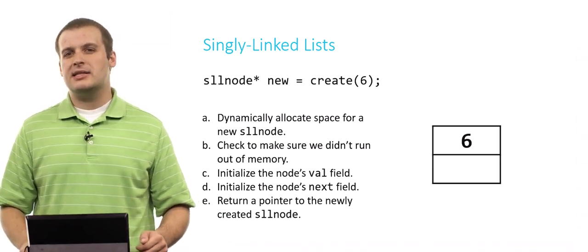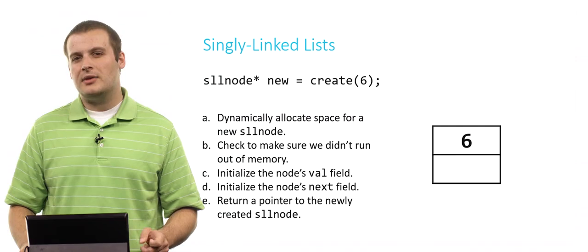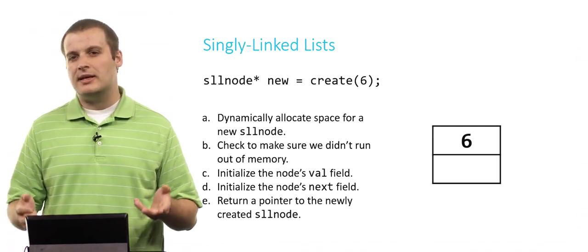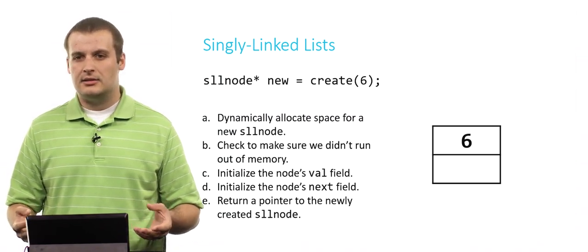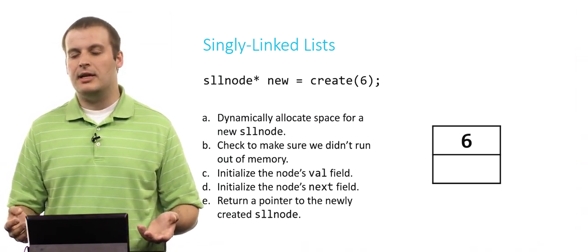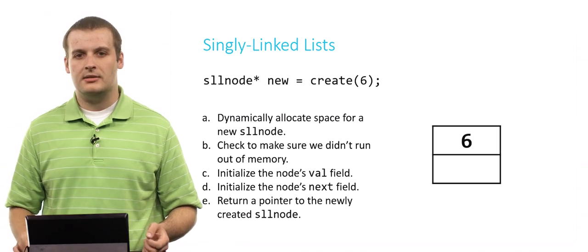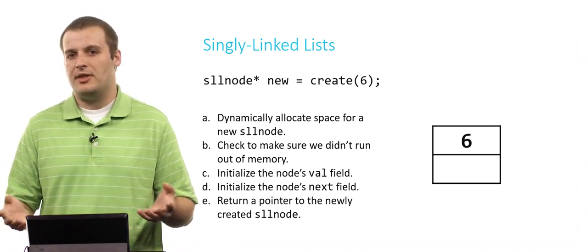Now initialize the next field. Well, what am I going to do there? There is nothing next, right? This is the only thing in the list. So what's the next thing in the list? It shouldn't point to anything, right? There's nothing else there. So what is the concept that we know of that's nothing? Pointers to nothing.